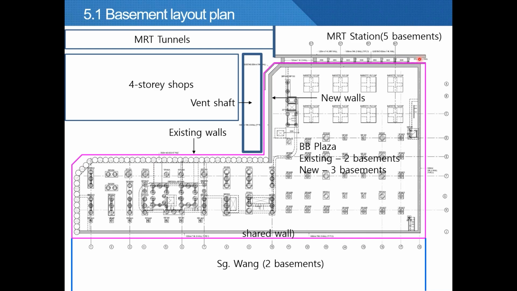The surrounding structures are twin tunnels, 4-story shophouses here and here, 5-level underground MRT structures and vent shaft, hotels and offices here, and 2-level basement car park at the bottom. I will show you in a clearer picture in the next slide.